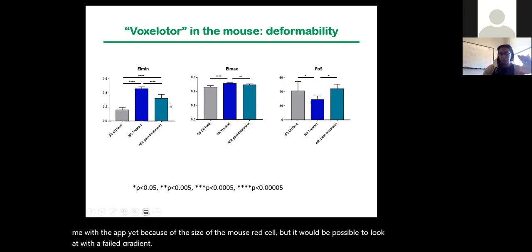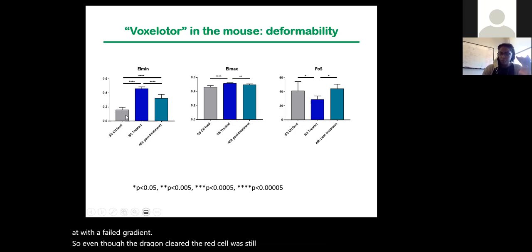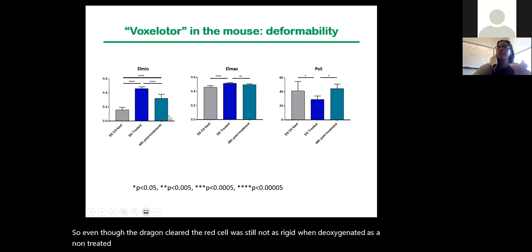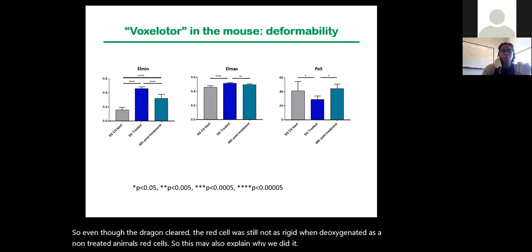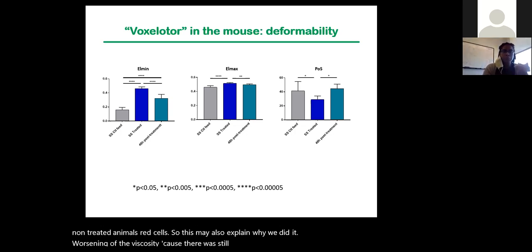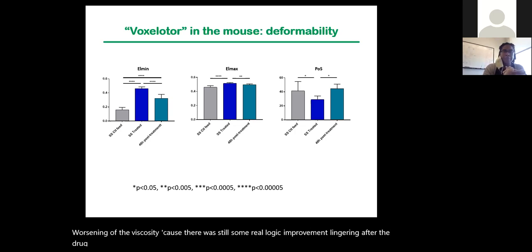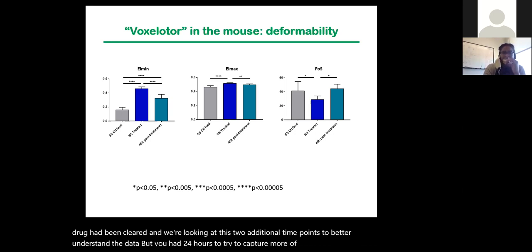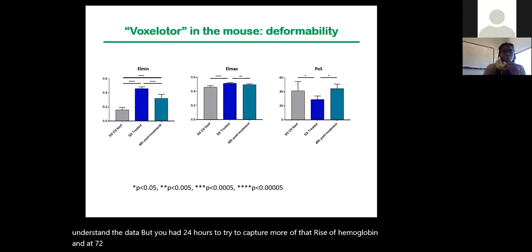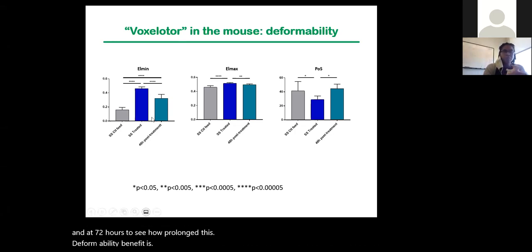So even though the drug had cleared, the red cell was still not as rigid when deoxygenated as a non-treated animal's red cells. So this may also explain why we didn't see a worsening of the viscosity, because there was still some rheologic improvement lingering after the drug had been cleared. And we're looking at this at 2 additional time points to better understand the data, looking at 24 hours to try to capture more of that rise of hemoglobin, and at 72 hours to see how prolonged this deformability benefit is.